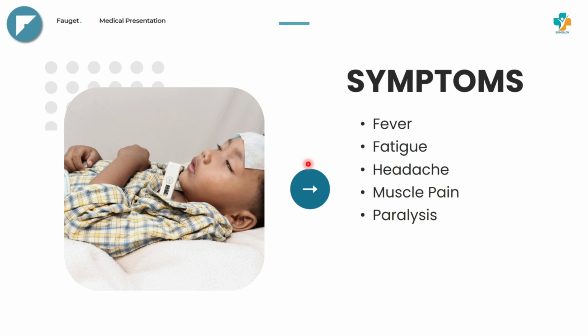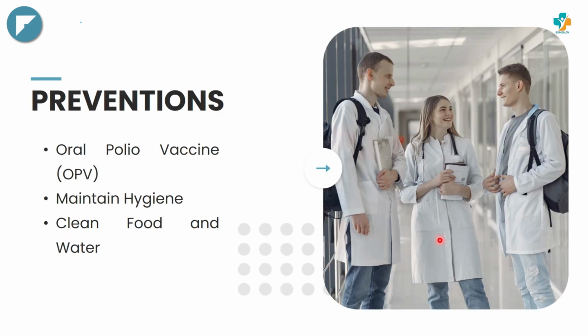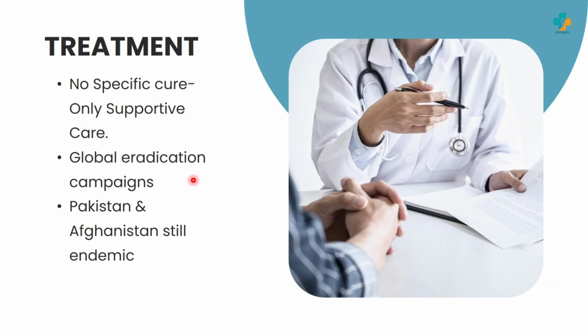Let's look at how. The most powerful weapon against polio is vaccination. The oral polio vaccine, also known as OPV, builds immunity and protects children from infection. Along with vaccination, maintaining cleanliness and drinking safe water are key steps in prevention. But what if someone still gets infected? Let's talk about the treatment.